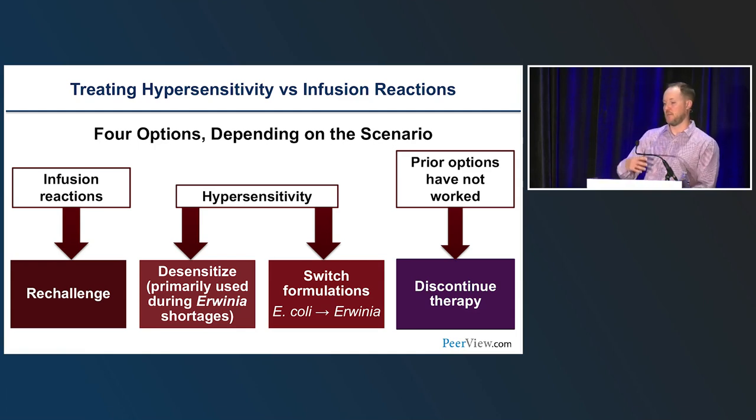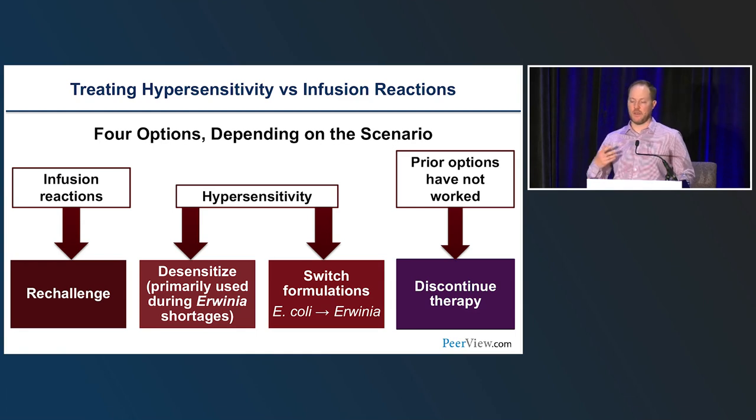There was this time when, as Rachel described, we didn't have an Erwinia-based product. We had to resort to other tools in our toolbox, and desensitization is something that people have tried and people have reported on and used. Again, not as frequently utilized now that we have an Erwinia product that's available for patients, but something of note. And then, discontinuing therapy is the last thing that we want to do. But sometimes, you're not going to tolerate asparaginase, and then you have to deal with those situations.